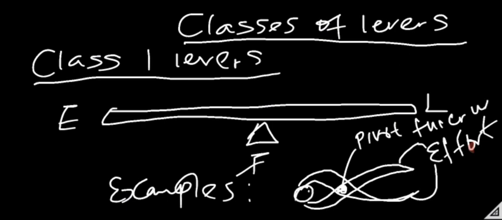Then this point is where you will put the load. So if you observe, we have the load here, L. We have the fulcrum at the center. Then we have the load, which is at the last point. So in this case, this plier is an example of class 1 lever.